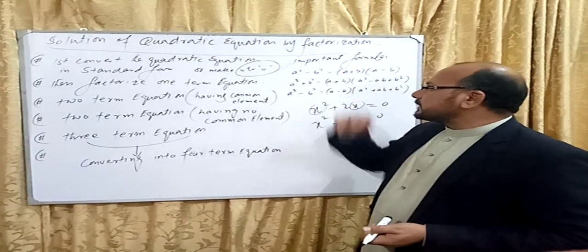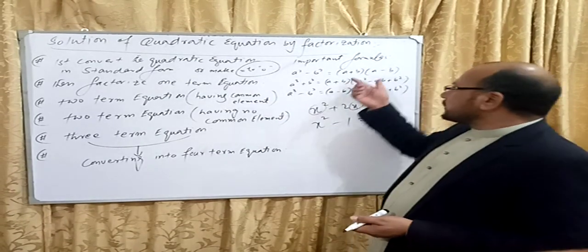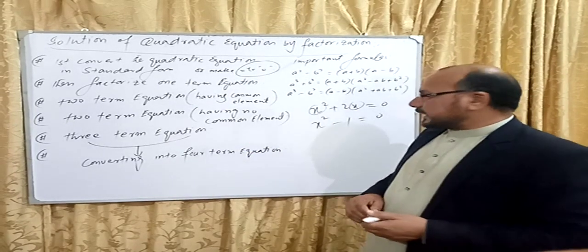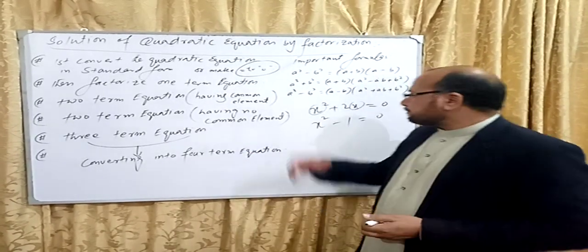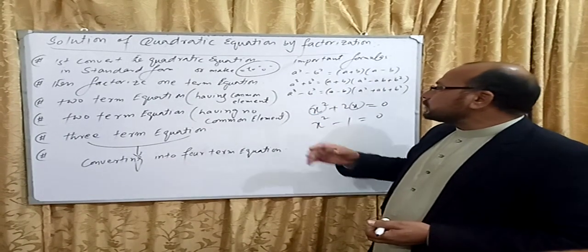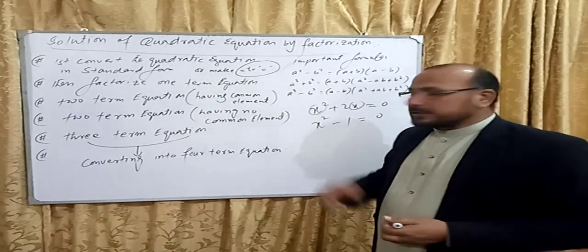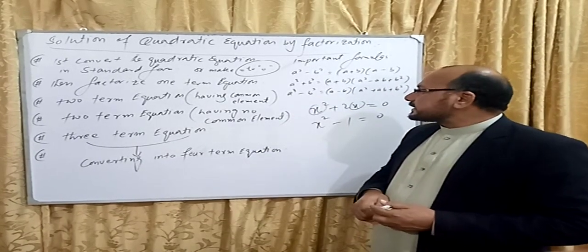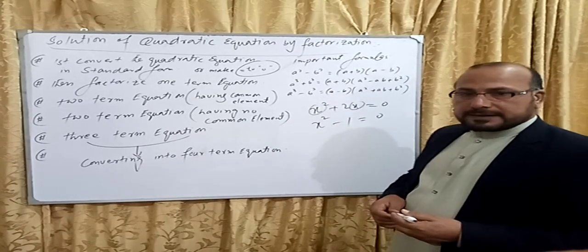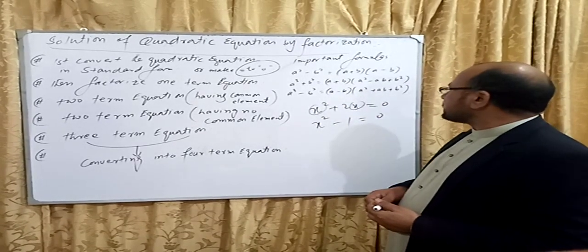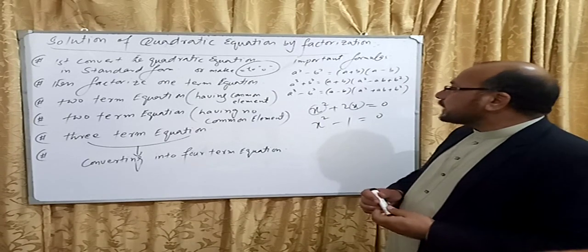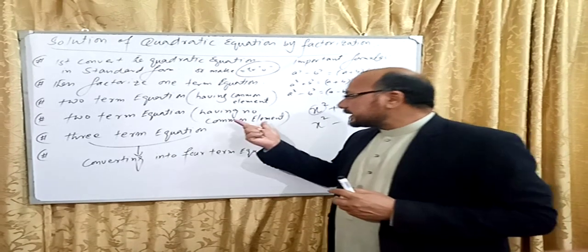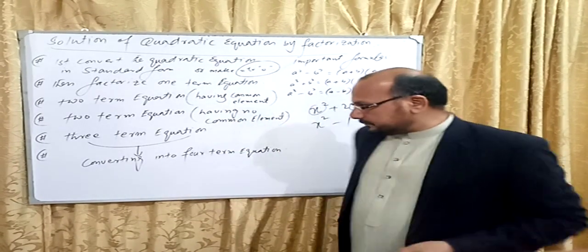You have to apply these three formulas. In case we have the form like a square minus b square, we can write the factors a plus b into a minus b. So we can make the factors and then we can find out the solution set. Then the next one is a cube plus b cube, which is equal to a plus b into a square minus ab plus b square. And the third one is a cube minus b cube, which is equal to a minus b into a square plus ab plus b square. So by applying these three formulas, you can make the factors of the two terms equation in case there is no common element between the two terms.